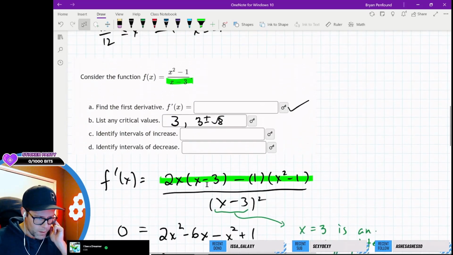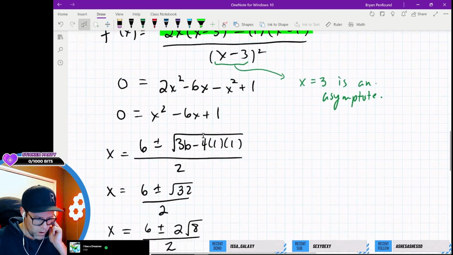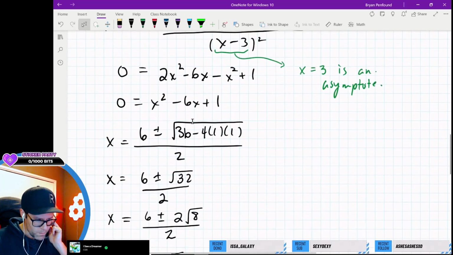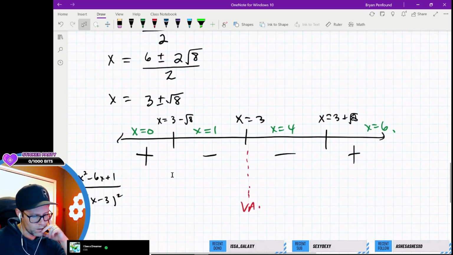Derivative of the top times the bottom minus the derivative of the bottom times the top. Expand to get 2x squared minus 6x minus x squared plus 1. We're going to take that equal to 0. Oh, what did I do? No, 2 minus 1, right? Minus 6 plus 1, yeah. Negative b plus or minus the square root of b squared minus 4ac. I think this seems fine. It's just weird that I'm not getting any critical numbers.